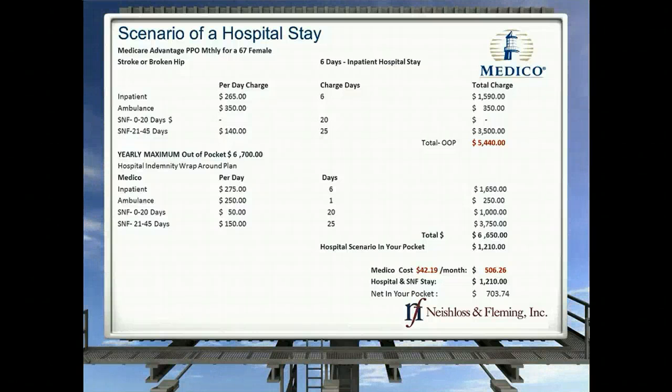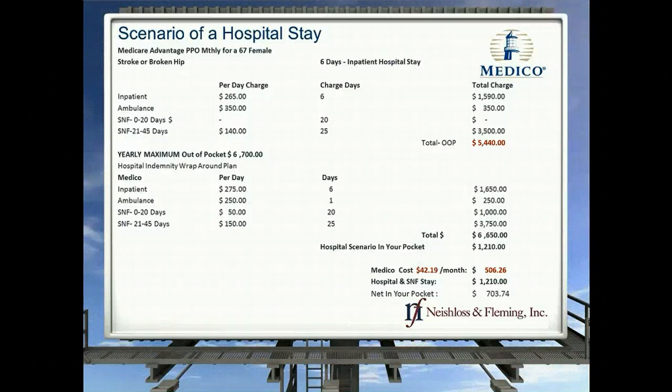The consumer spends 45 days in the nursing facility. The first 20 days are covered at no cost by the Medicare Advantage plan. The second 25 days, days 21 through 45, would be billed at $140 per day for a total cost of $3,500. So under the Medicare Advantage plan, with this particular health situation, the consumer would have a total out-of-pocket expense of $5,400 and change. So here you have someone who has legitimate health insurance, credible coverage, has a health occurrence that isn't ideal, and now all of a sudden is out of pocket almost $5,500.